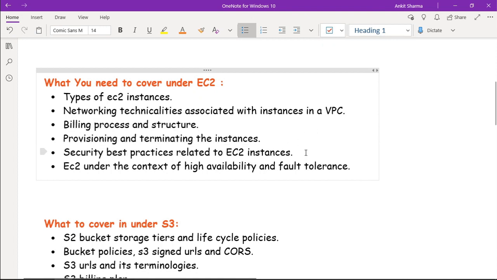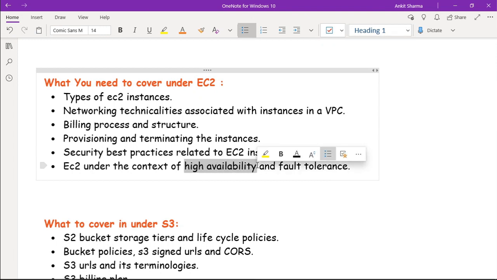And another thing is about security. You must ensure the security of your instances, and you must see what all steps need to be taken, how you should configure your security group for your application or your instance to be highly secure. And last but not least, again, is EC2 under the context of high availability.